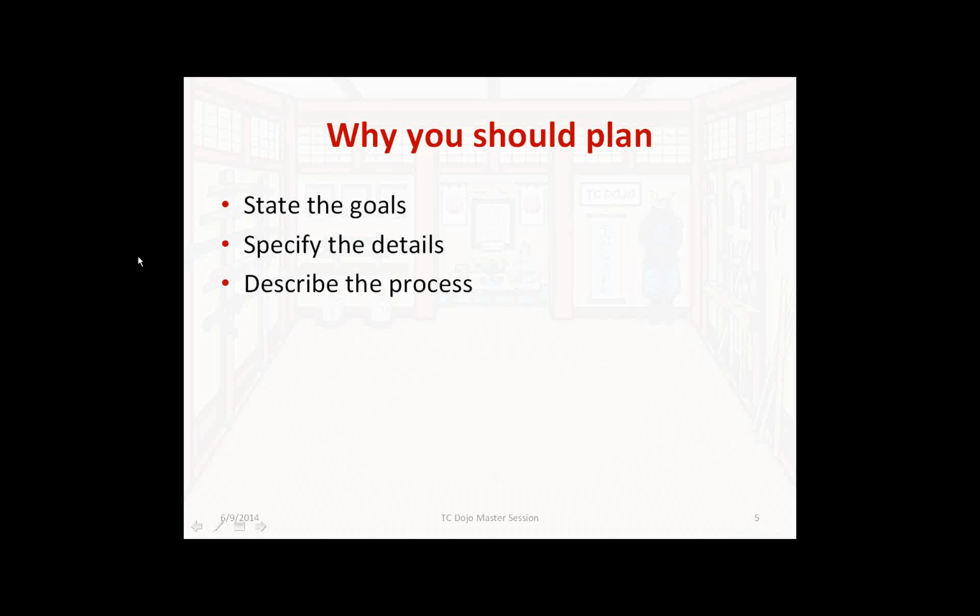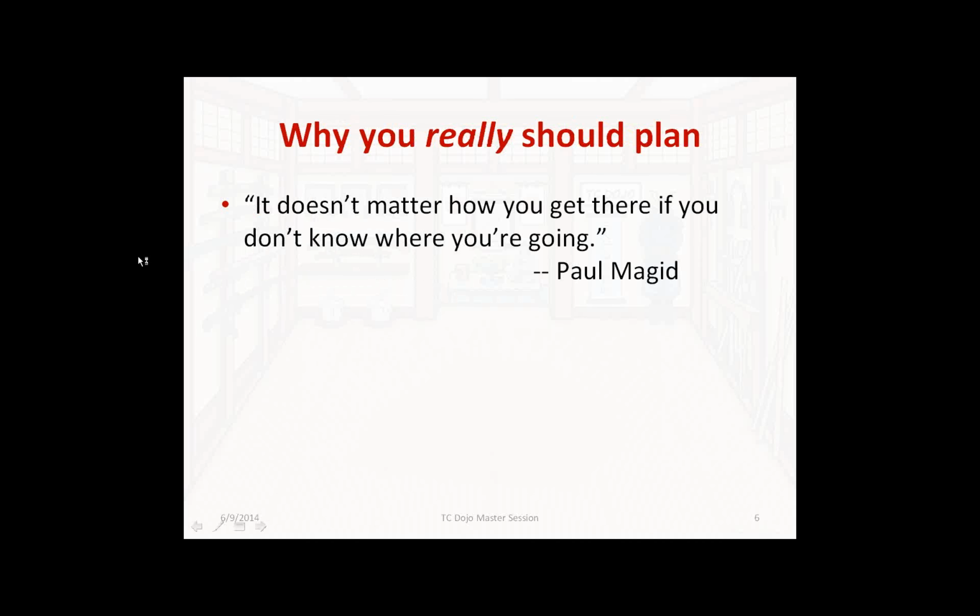But all of this is kind of vaguely officious, and here's why you really should plan. McGee's law: it doesn't matter how you get there if you don't know where you're going. And for those of you who might be interested, Paul McGee is one of the Flying Karamazovs, who I've actually known casually for about 35 years. And he coined this profound bit of wisdom back in 1981, and it is the best justification for planning that I have ever heard.